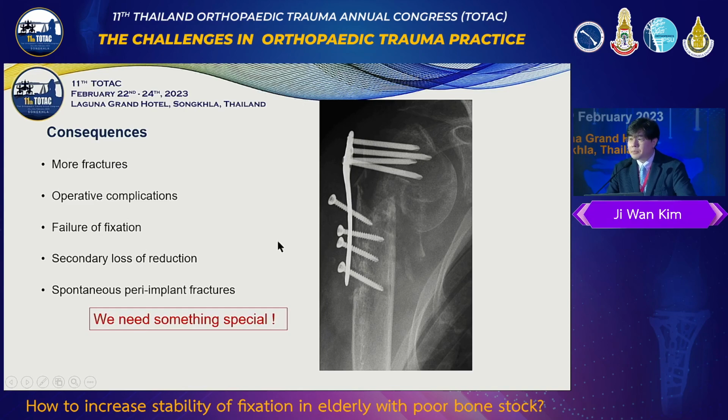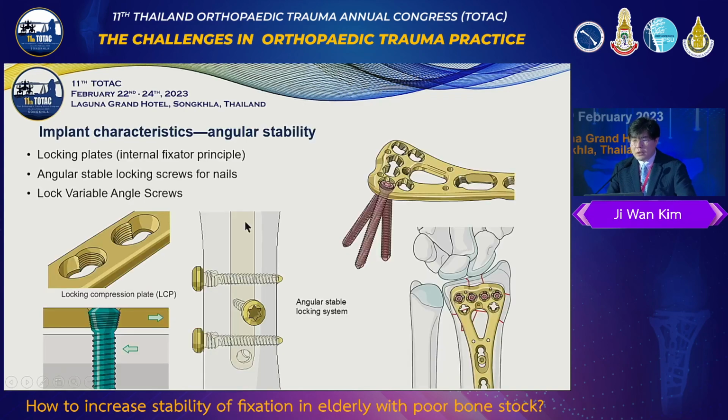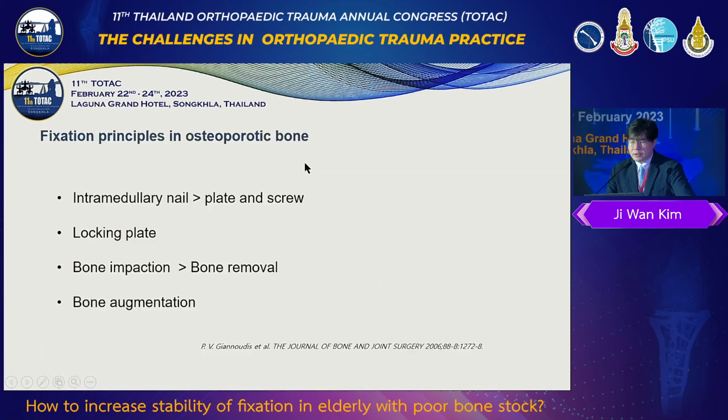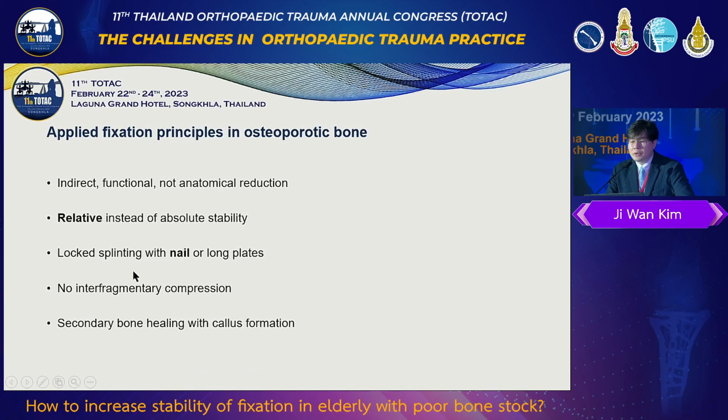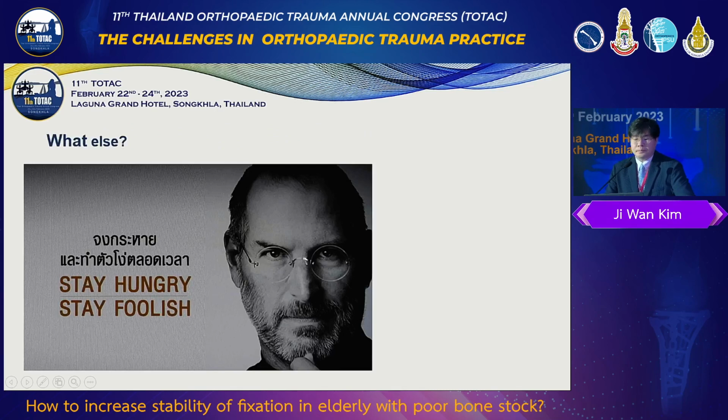So we need something special. The angular stability is very nice to improve the clinical outcome in elderly patients. The locking plate is very nice. And the basic principle of fixation in osteoporotic bone is that IM nailing is always better than plate and screw. When you use a plate, a locking plate is better. And bone impaction by the implant is better than bone removal. We sometimes need bone augmentation. So in surgical fixation, relative stability with an IM nail or long plate is more commonly used.